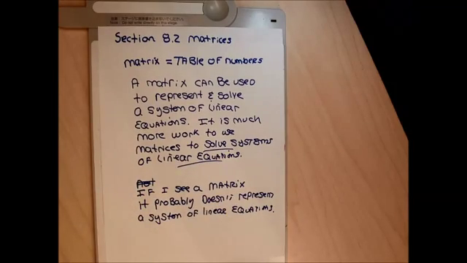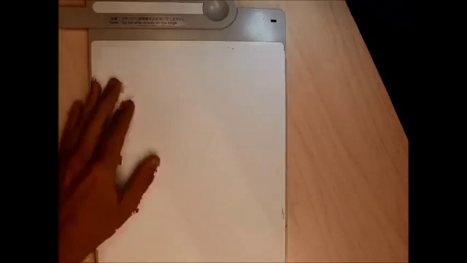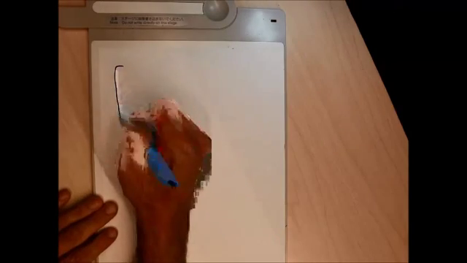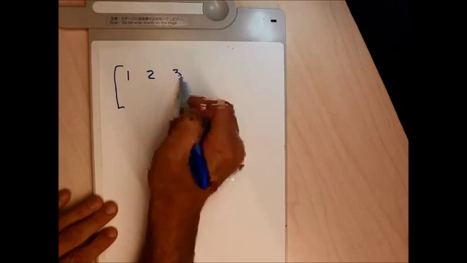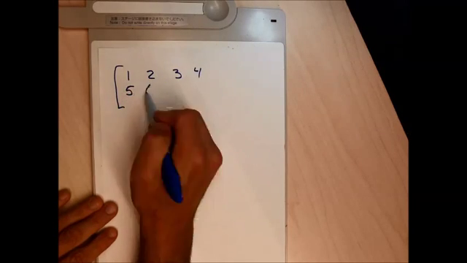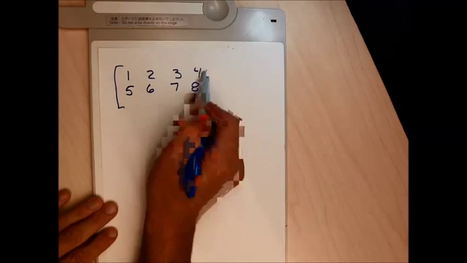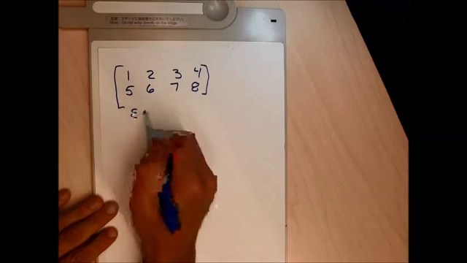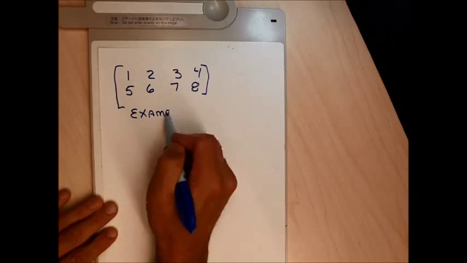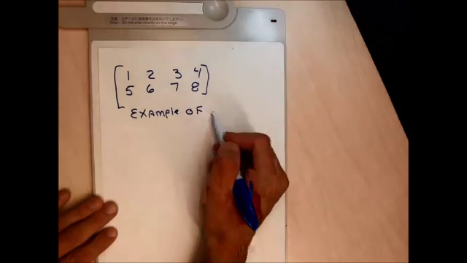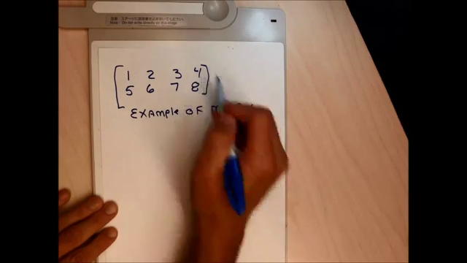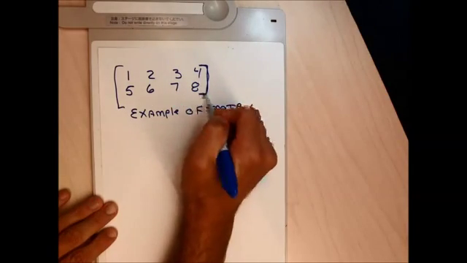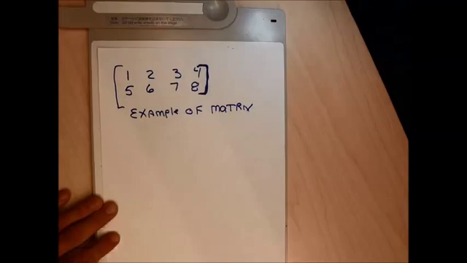So when I look at a matrix, I call it by its size. So let me just do 1, 2, 3, 4, 5, 6, 7, 8. This is an example of a matrix because it's just a table of numbers. Usually we put square brackets at the edges to encapsulate those numbers, and if I don't see those square brackets, then I probably think it's not a matrix.